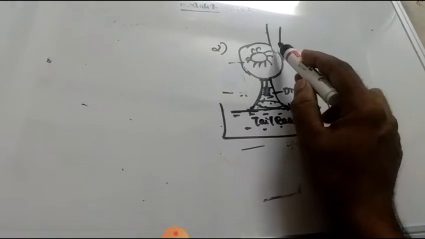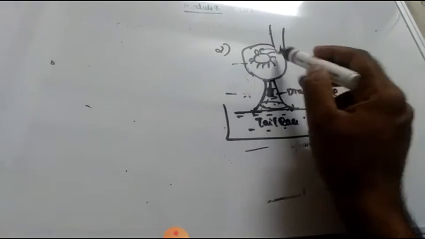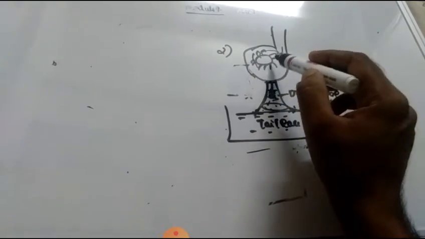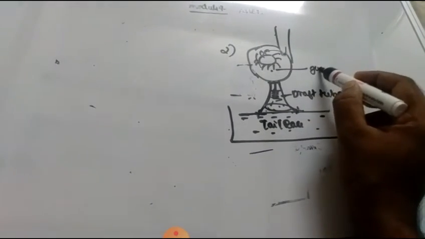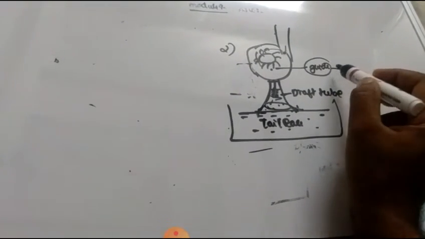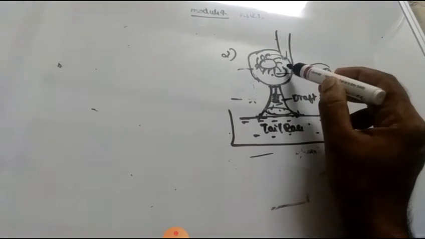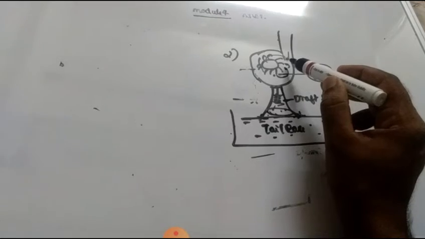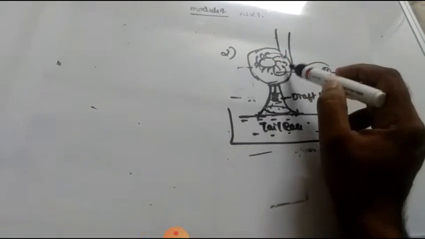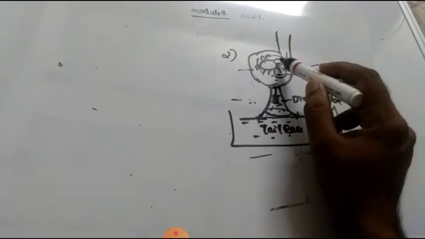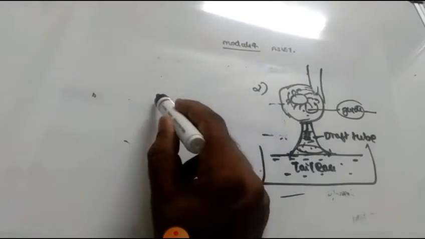And the important point is when water is entering here and turning out in the whole circumference of the pipe, guide vanes are provided here. Guide means guidance, for guidance. So when the water is entering, guide vanes are provided. Using those guide vanes, the water rotates all around the circumference.